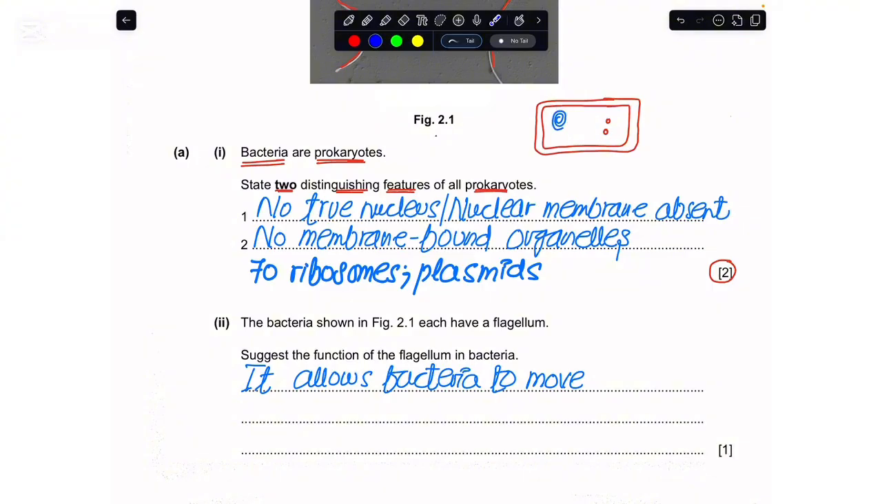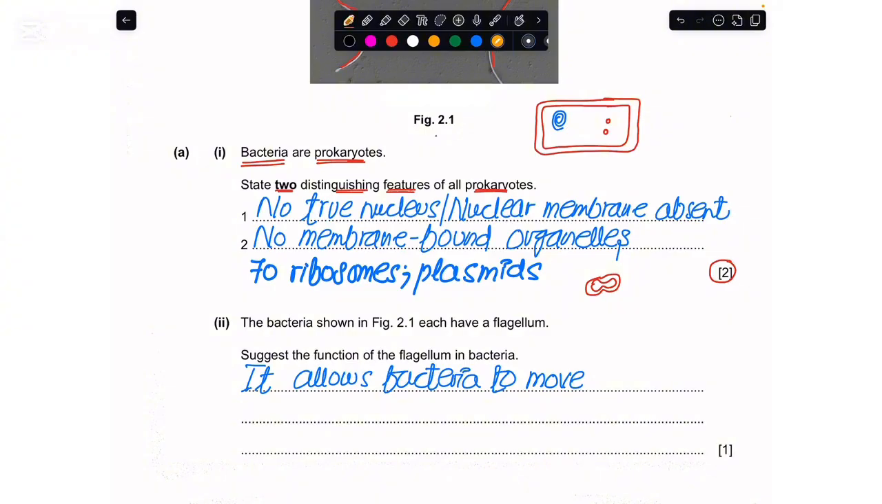So, as I have written, all of the prokaryotes have no true nucleus, or no nuclear membrane would be present in them, but rather it would be absent. And none of the bacteria have any membrane-bound organelles. Like if we talk about eukaryotes, their mitochondria and chloroplasts are membrane-bound or double membrane organelles, but these bacteria have not got them.